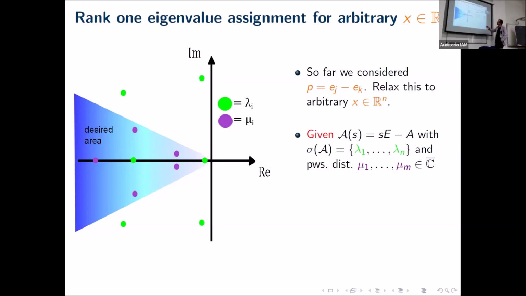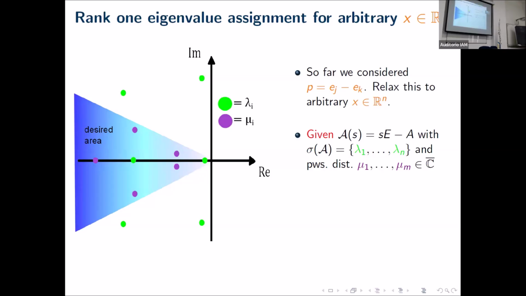Then let us start with the following question. We start with a pencil, and this pencil has green eigenvalues. And shall I say eigenvalue? I mean, it's clear, right? Lambda is, I haven't said.